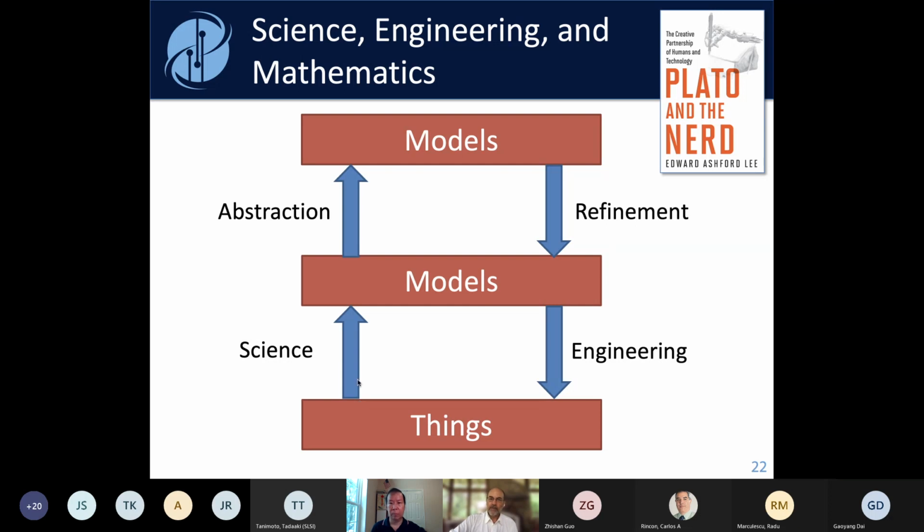I'd like to also point out, of course, that the relationship between models of abstraction and refinement are fundamentally mathematical models. So in an incredibly audacious single slide here, you see science, engineering, and mathematics all in one place. And this concept and this relationship between models and things is something that I talk quite a bit about in this book, Plato and the Nerd, which was published in 2017, just 4 years ago.